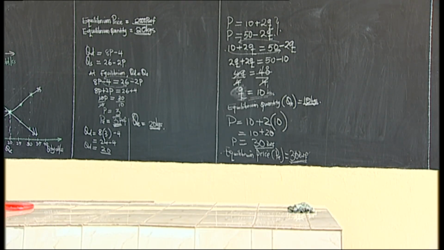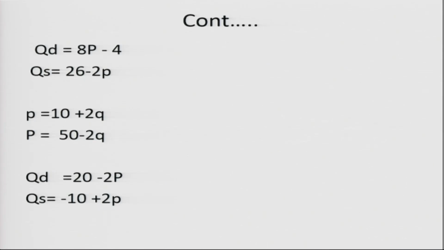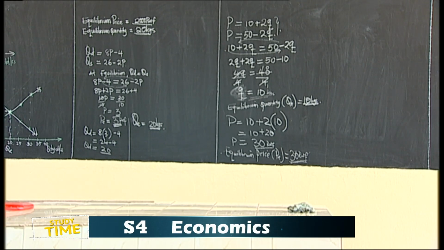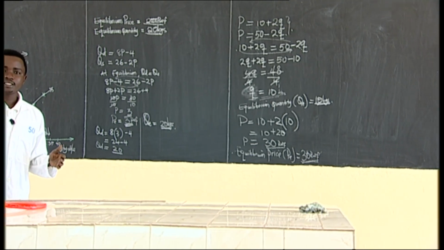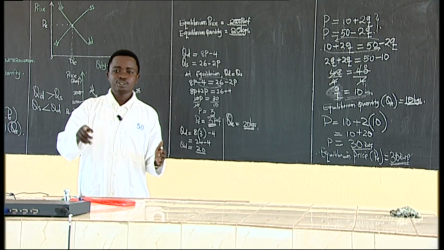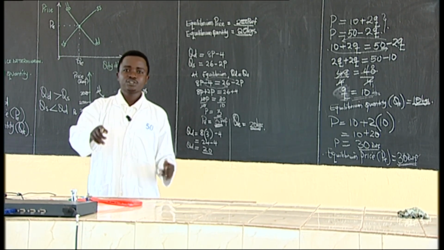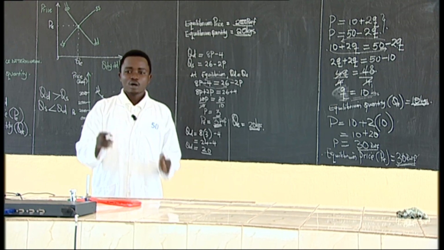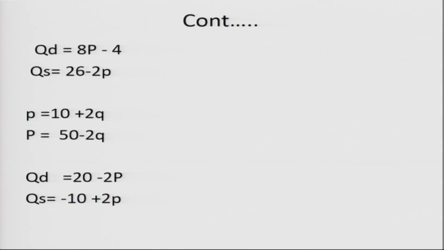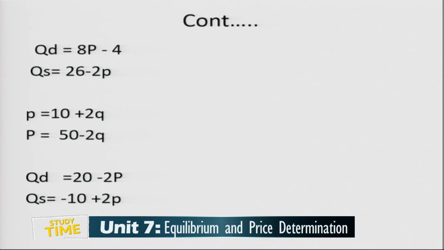So now we have the third system of linear equations, which I want you to write and do as an assignment, because I know by now you are in a position of solving and determining equilibrium price and equilibrium quantity using a system of linear equations. The third system: we have quantity demanded, which is equal to 20 minus 2P, then we have quantity supplied, which is negative 10 plus 2P. So I want you to solve that as your assignment. You determine equilibrium price and you determine equilibrium quantity.